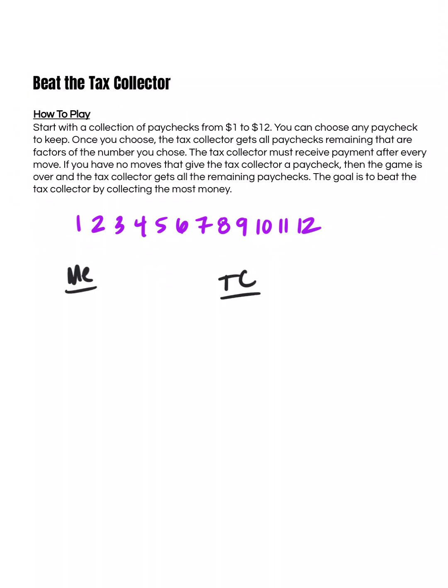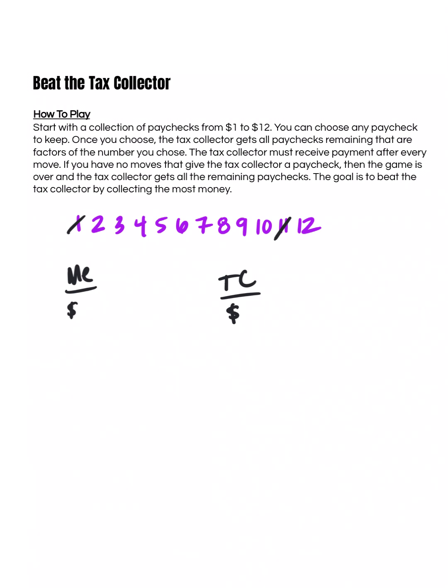Okay, so as I said, my goal is to take the highest prime number and then only select numbers that have one factor left in the list. So the highest prime number is 11. I'm going to select the 11, which means the tax collector would take the number 1. I'd really like to take the number 12, but if I select it right now, then the tax collector will collect numerous numbers, the 6, the 4, the 3, the 2. And so instead, I'm going to find one that only has one factor remaining.